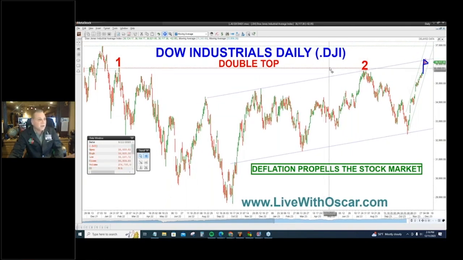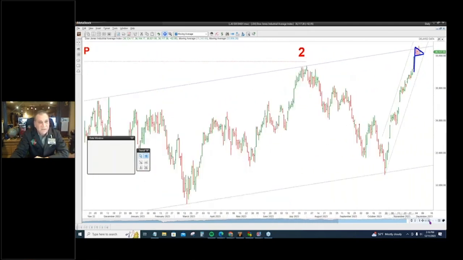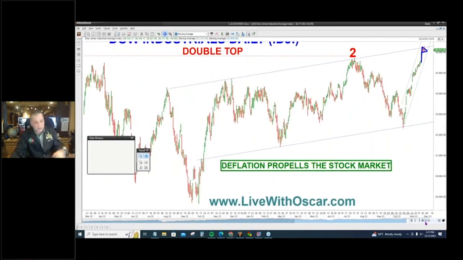So we got above that double top in the Dow. Does that mean the S&P, NASDAQ, Russell will go too? Let's go find out. So the Dow made it above its double top, and if you ask me, it's built a pennant flag up there. And it will rally out of that pennant flag and stay inside this channel and keep moving, because we've got fundamentals propelling it and technicals telling us where it's going to go.